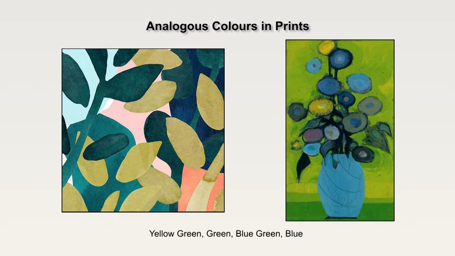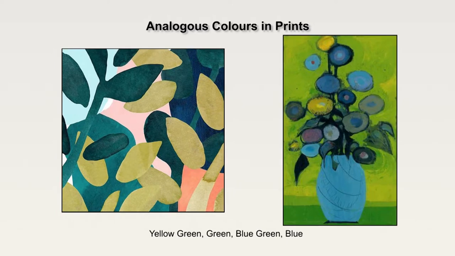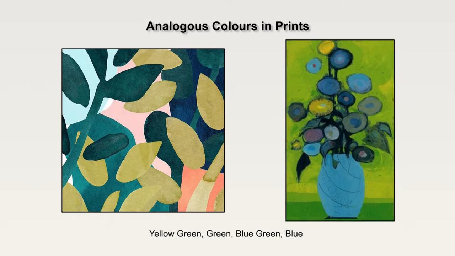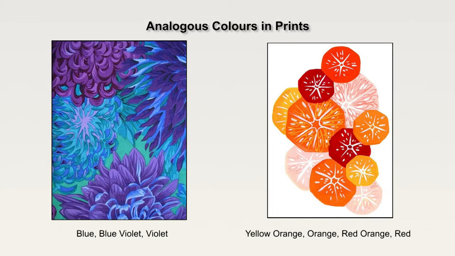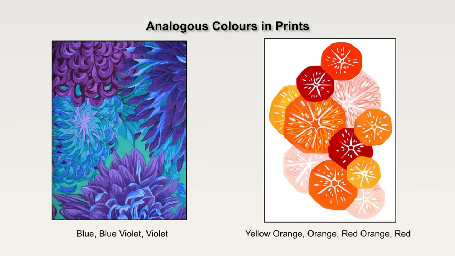Some prints with analogous color schemes. The leaf print on the left has yellow, yellow-green, green, blue-green, and blue. And so is the flower vase at the right. The image on the left has blue, blue violet, and violet. The image on the right has yellow orange, orange, red orange, and red.